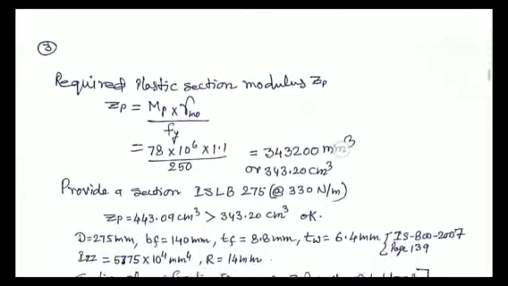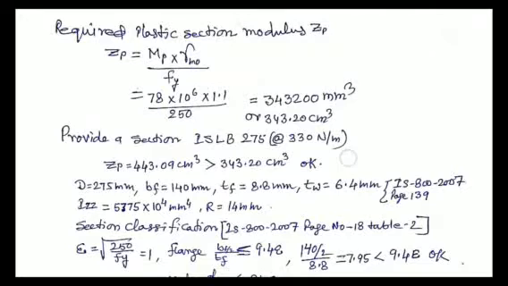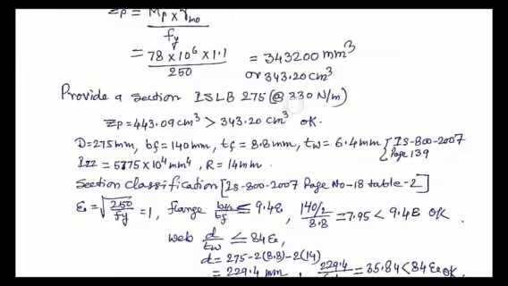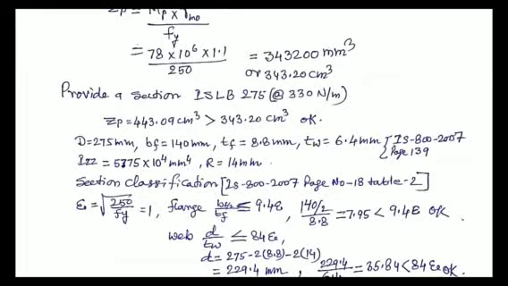Okay, now required plastic section modulus for this maximum bending moment will be Zp equals maximum bending moment Mp into gamma m0 divided by Fy. So putting the values, it comes out to be 343.20 centimeter cube.